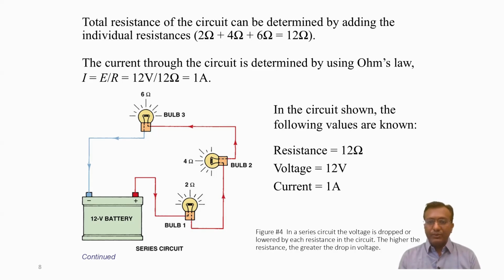Similarly, for bulb number 2, the voltage drop is 4 ohms multiplied by 1 ampere current flowing through it. It gives the value of 4 volts. Similarly, for bulb number 3, 6 ohms multiplied by 1 ampere gives 6 volts. So here the voltage drop is 2 volts, here it is 4 volts, and here it is 6 volts. If you sum these values, it will be equal to the supply voltage.